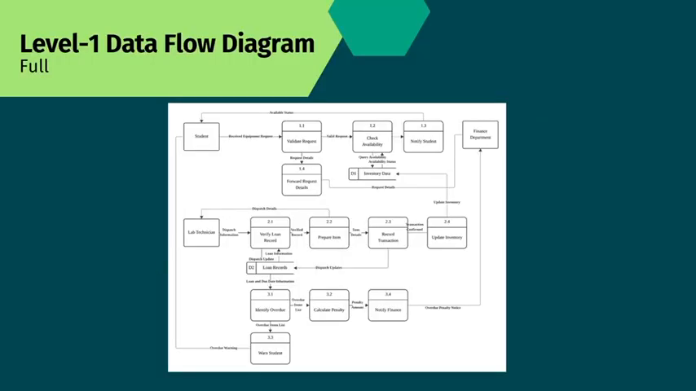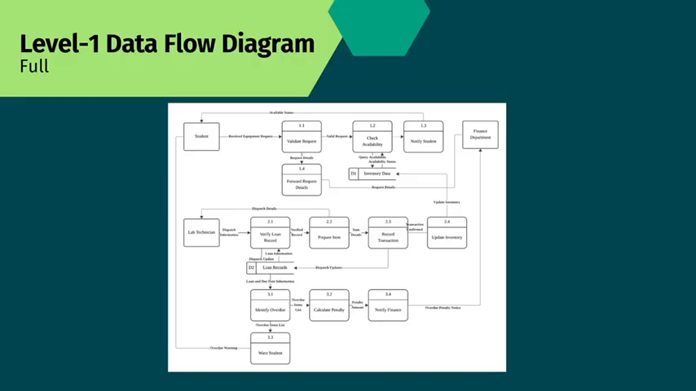Finally, we drill down one more level into the level 1 DFD to see the internal steps inside those major processes. Let's break it down. For process 1.0, request handling, the system first receives the request and validates it to ensure the student is eligible. It queries the inventory data to check availability. Finally, it notifies the student whether the requested item is ready or not.